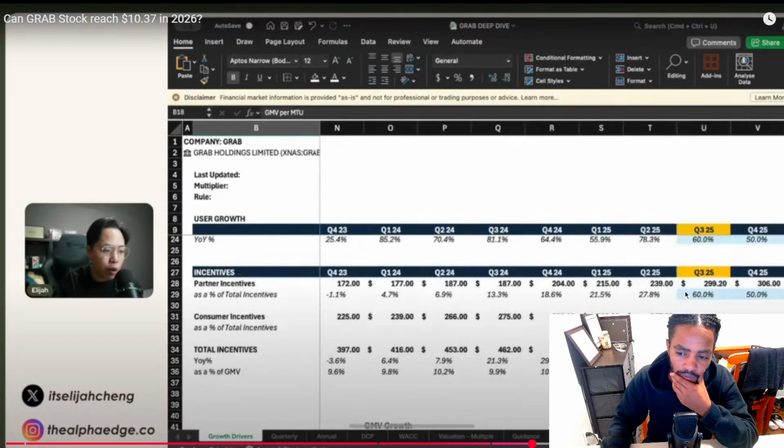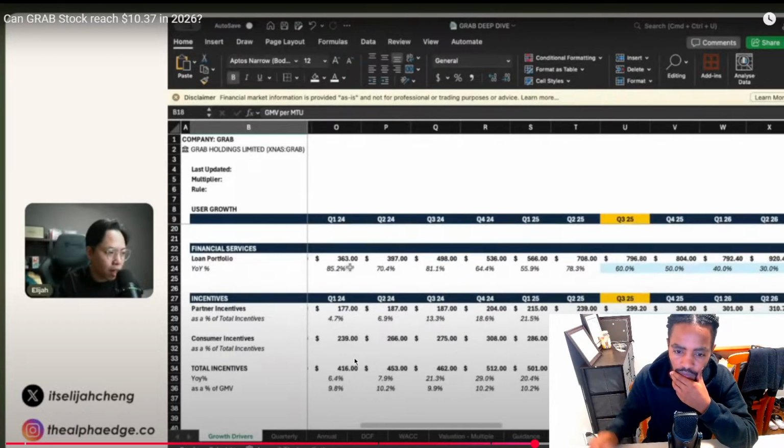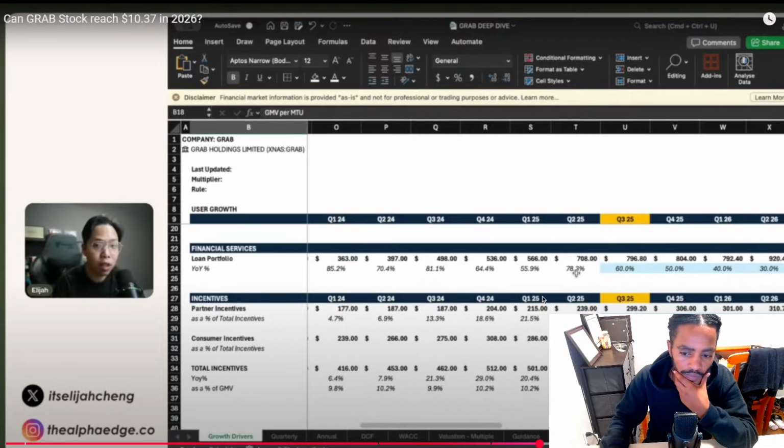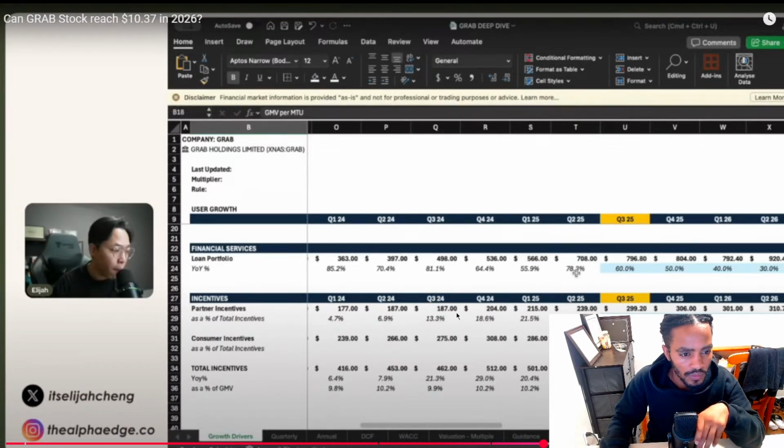So before we go into the revenue aspect of the model, I just want to take a look over here. Financial services growing rather healthily in the last couple of quarters, 85% growth, 70% year-over-year growth, 81%, 64, 55, and then now back up again to 78% year-over-year growth. So like I said, their financial services side of the business seems to be doing well. I have very subjective concerns over their partners, but apart from that, it's good to see the business doing well.